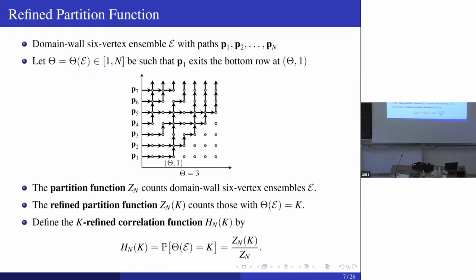The partition function Zn counts the number of 6-vertex ensembles on the square, and I'll say that the refined partition function Zn of k counts those that have theta equal to k. So I'm counting those whose bottommost path exits at a specified location k. I'll define the refined correlation function as the quotient Znk divided by Zn, which you can view as the probability that the bottommost path exits at the site k.